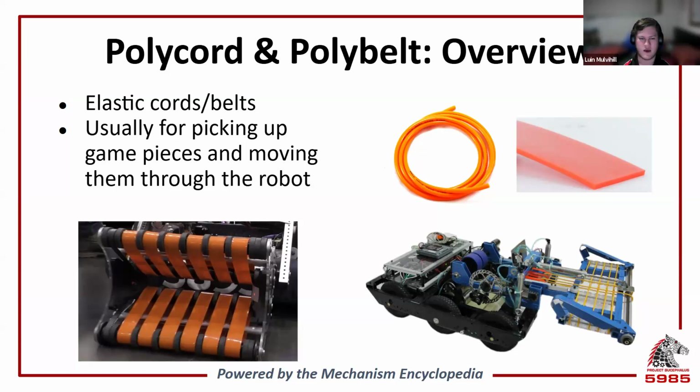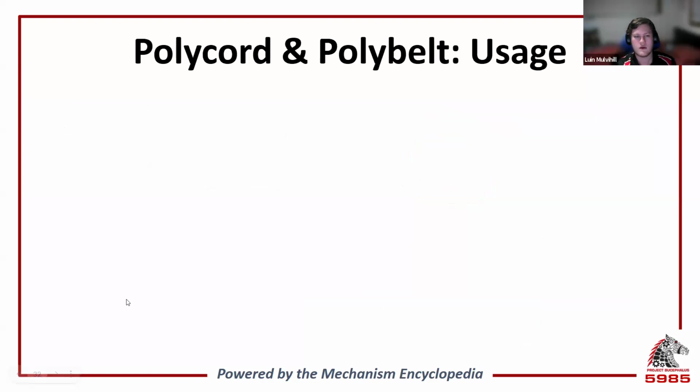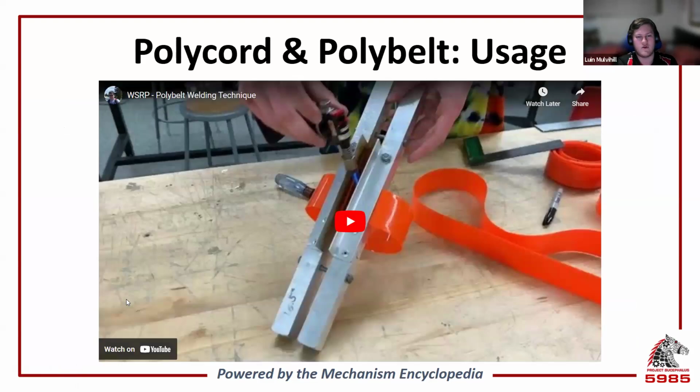So now that we have an understanding of some of the applications for polycord and polybelt, how do we actually make a loop that we can use? To make a length of polycord or polybelt, you should cut it approximately 5% shorter than the desired ideal length that's in your CAD. Then melt it together, preferably using a jig to help align the melted ends. And then lastly, sand the excess material to make a clean join. This last step is optional, but it's recommended to prevent defects from damaging game pieces or getting snagged somewhere unexpectedly in your system.